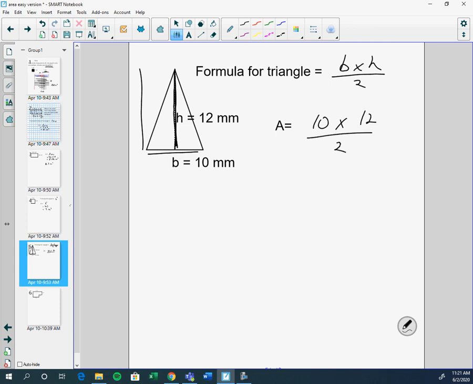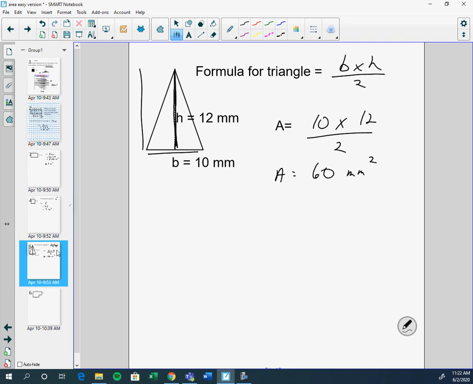And then you divide by 2. So 10 times 12 is 120. Divide by 2, this is going to be 60. And this unit is in millimeters. So it's going to be 60 millimeters squared. Okay? 60 millimeters squared.